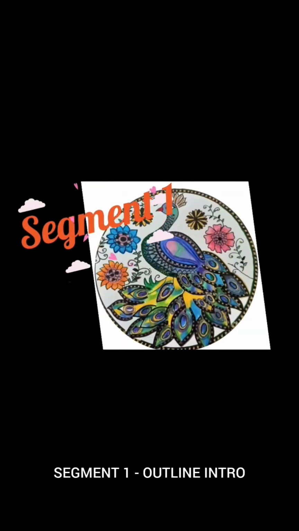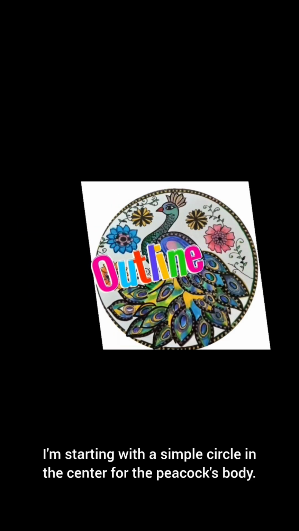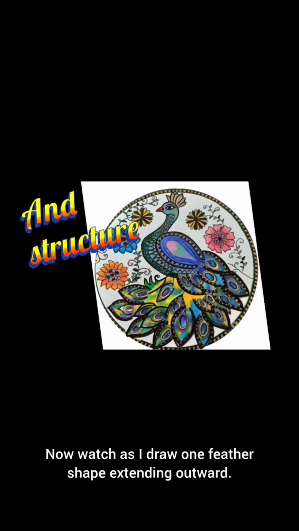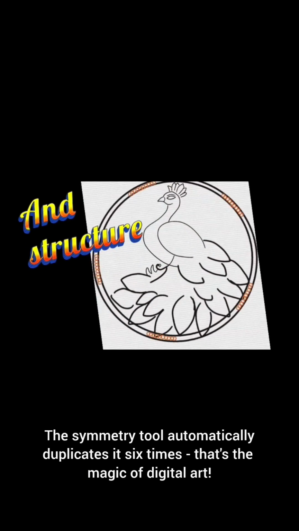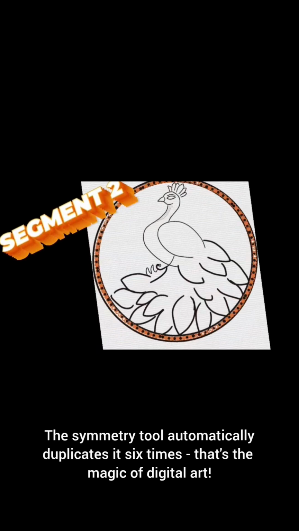First up, the basic structure. I'm starting with a simple circle in the center for the peacock's body. Now watch as I draw one feather shape extending outward. The symmetry tool automatically duplicates it 6 times. That's the magic of digital art.